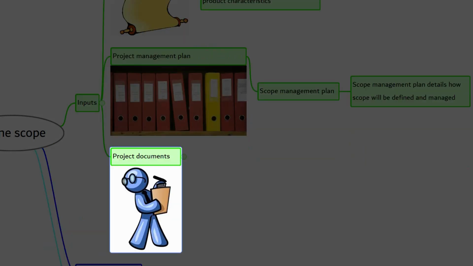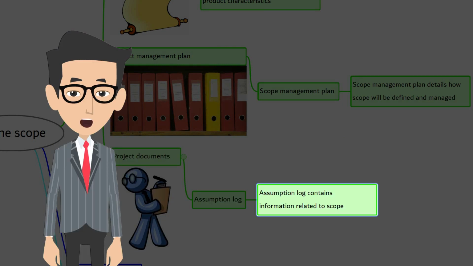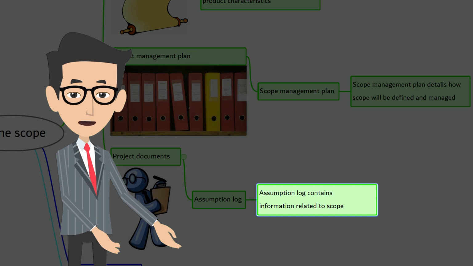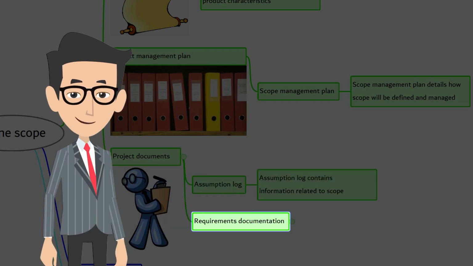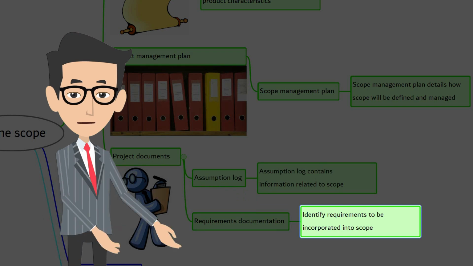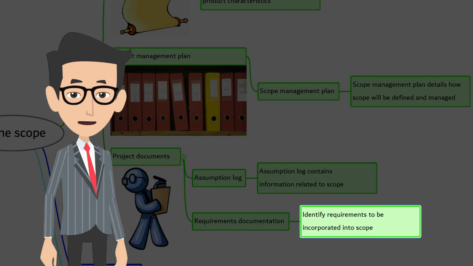Project documents. Primarily, there are three project documents that are used during define scope. Let's look at them. Assumption log. The assumption log will contain identified assumptions about the project, product, environment, stakeholders, and other factors that can influence the requirements. Requirements documentation. Requirements documentation identifies requirements that will be incorporated into the scope.